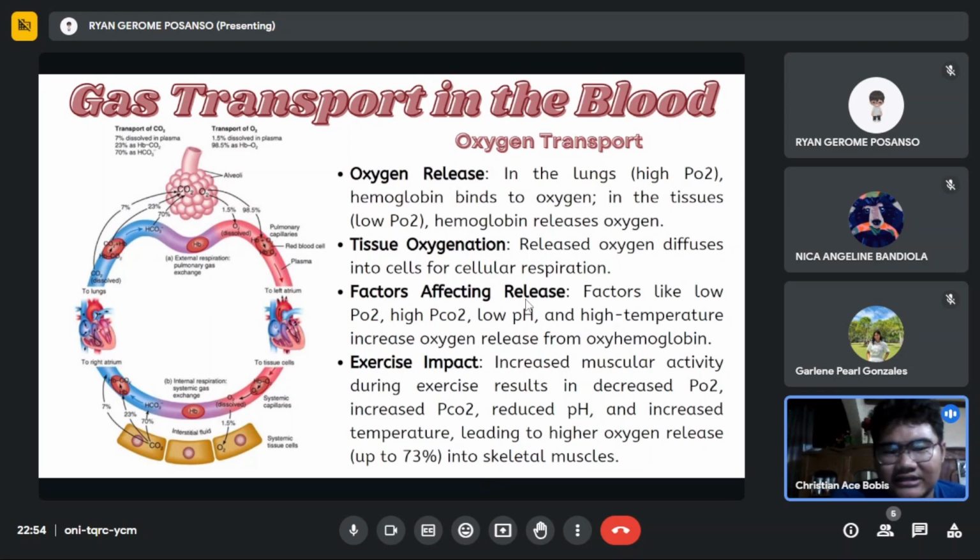Lastly is exercise impact. During increased muscular activity, several physiological changes occur that impact oxygen transport. This includes a decrease in partial pressure of oxygen, reduced pH, increased partial pressure of carbon dioxide, and increased temperature, leading to higher oxygen release, up to 73%, into skeletal muscles.